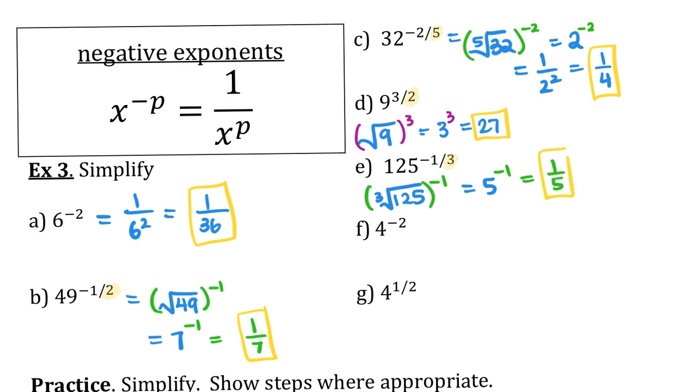Okay, F. 4 to the negative 2. There's no fraction, so there's no root. Negative exponent means fraction. Okay, let's look at this one. G, 4 to the positive 1/2. Okay, there's a fractional exponent, that means root. So I'm going to square root the 4. Okay, and then I'm going to raise it to 1. Raising to 1 does nothing, so I'm just going to do the square root of 4, which is 2.